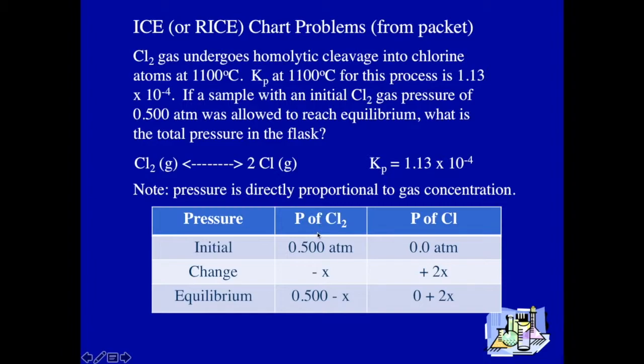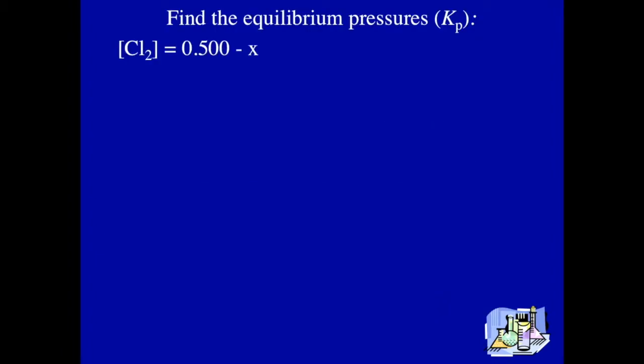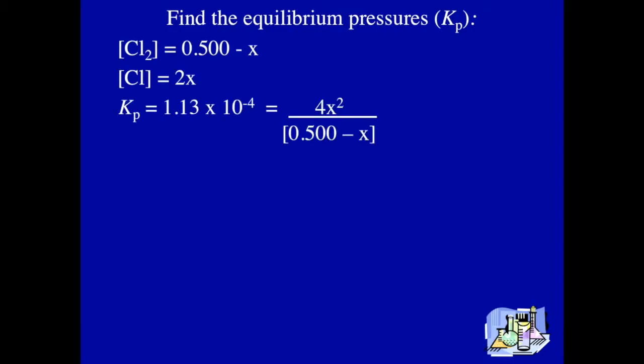So, when we start out, all of my pressure comes from chlorine. None of it comes from monoatomic chlorine. The pressure of this will have to go down because I'm making chlorine atoms from chlorine molecules. Every mole of chlorine gas will turn into 2 moles of chlorine atoms, which means in equilibrium, this declines by x and this increases by 2x. Now this I can put into my equilibrium constant equation.